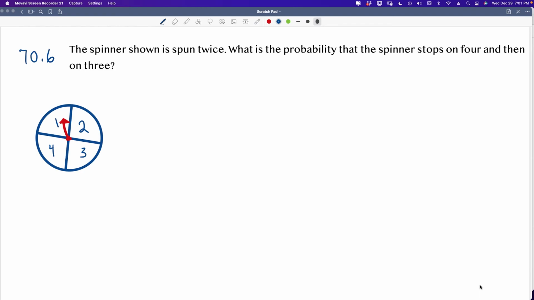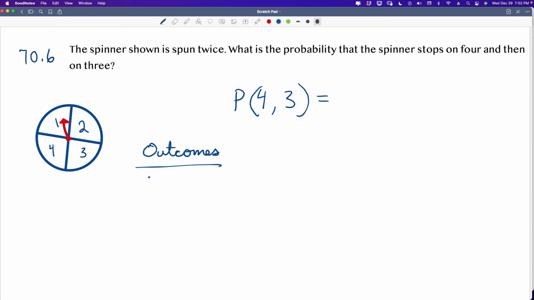The spinner shown is spun twice. What is the probability that the spinner stops on 4 and then 3? So here's our probability. We have 4 and then 3, right? Now, first of all, let's look at the total number of outcomes. So our outcomes the spinner could land on are 1, 2, 3, and 4. So that equals 4 possible outcomes. So we put that on the bottom.